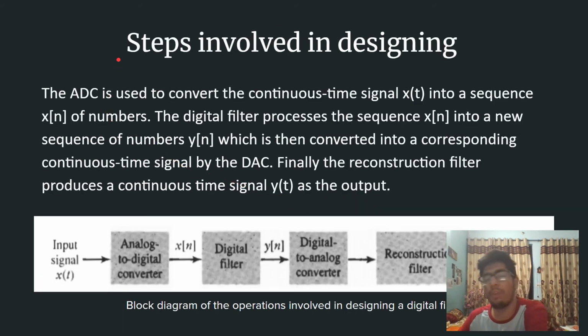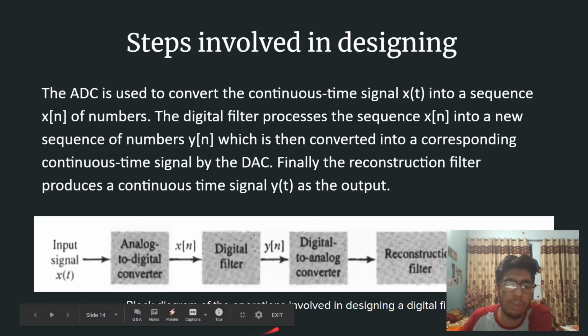So what are the steps involved in the design of a digital filter, or operations involved in design? Firstly, we take x(t) as an input signal, and it goes over to the ADC, which converts the continuous time signal x(t) into a sequence x(n) of numbers. The digital filter then processes the sequence x(n) into a new sequence of numbers y(n), which is then converted into a corresponding continuous time signal by the digital to analog converter. And finally, this goes over to the reconstruction filter, which produces a continuous time signal y(t) as the output signal.